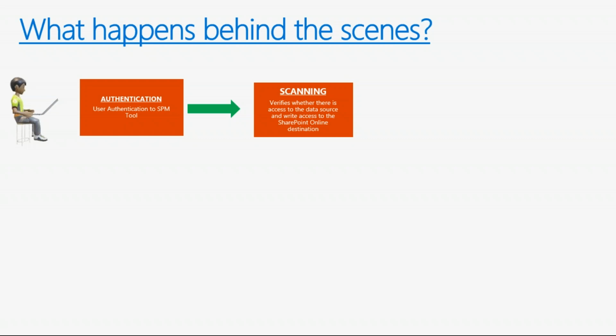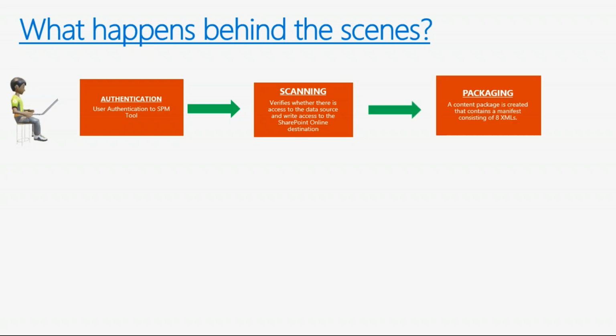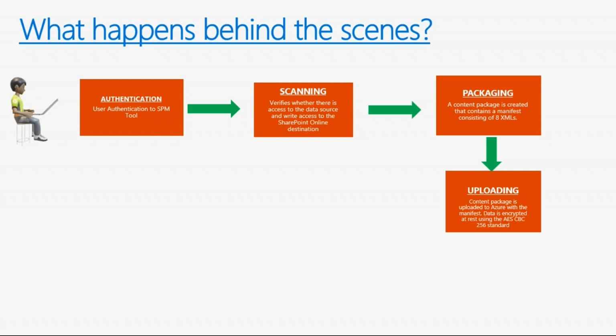And what's going to happen on the scan is it is going to check whether you have the right access on the destination. That is very important. Without that, you cannot go ahead and perform the migration. It is also going to scan the files and check for any potential issues, whether it has any vulnerable content or something of that sort, which SharePoint doesn't support. And the next piece is packaging. A content package is created that contains a manifest of 8 XMLs. This is created by the system itself along with the files that you are trying to upload. And the next piece is uploading.